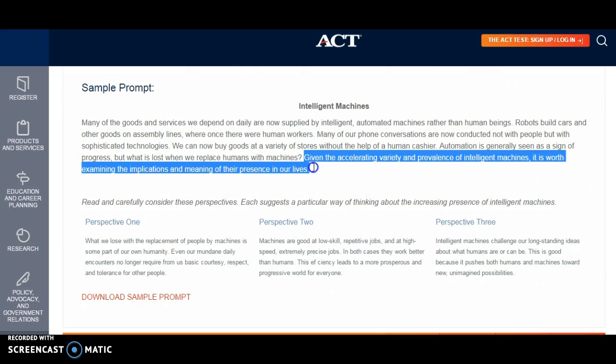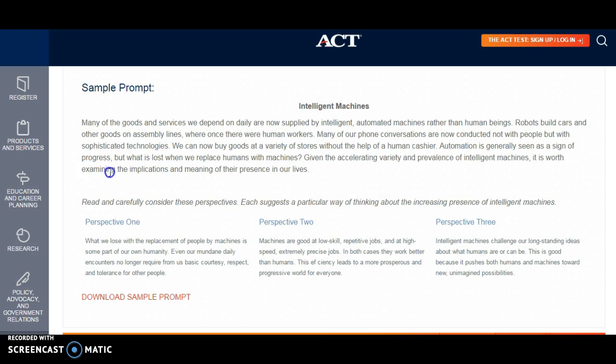So, given the accelerating variety and prevalence of intelligent machines, it's worth examining the implications and meanings of their presence in our lives. So I would circle this word, examine, the implications and meanings of their presence in our lives. And then these are the 3 perspectives.